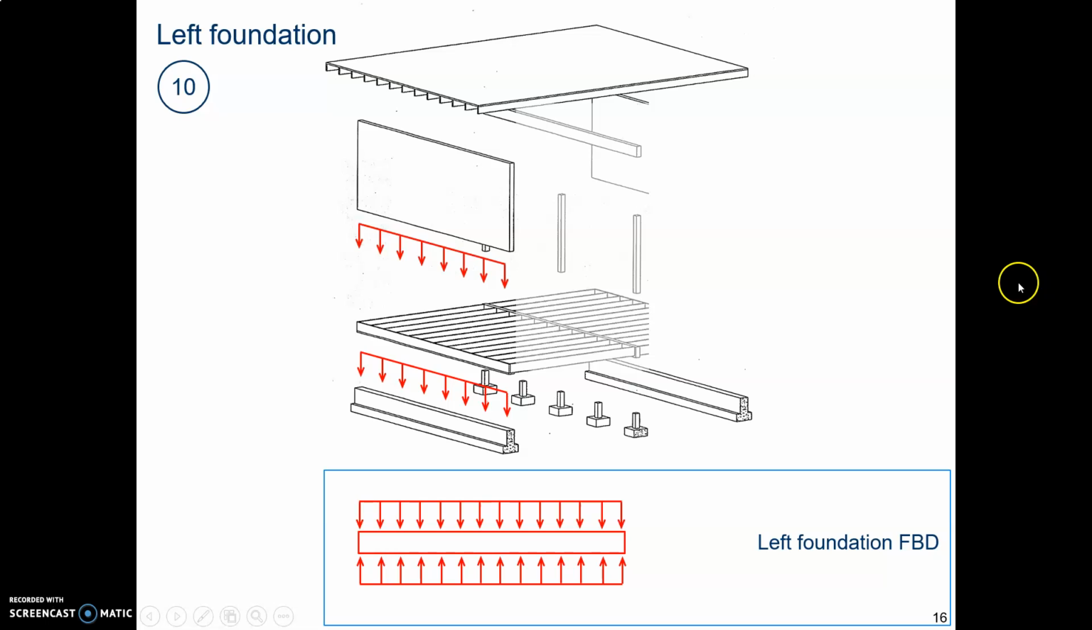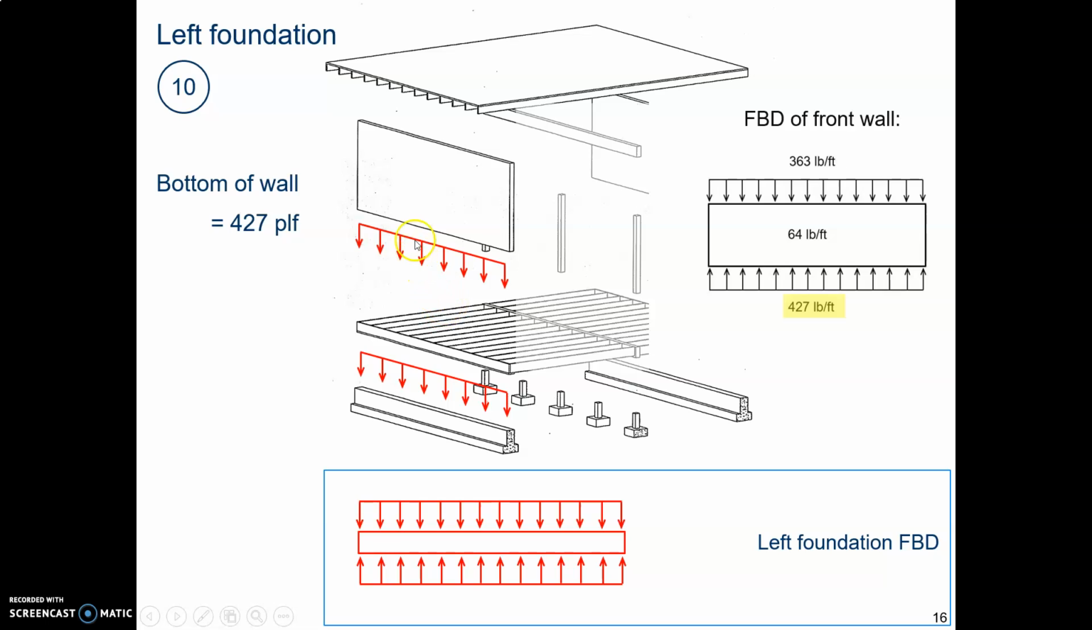So our left foundation, now hold on to your hat here, because we've got stuff from up above coming down on our foundation, don't we? Remember, we've been doing our roof and our wall. So here's our left foundation. Earlier, in a previous slideshow, we figured out that the weight at the bottom of our front wall was 427 pounds. You might recall we did some math there. We added them up, and we found out 427 pounds at the bottom of the wall.